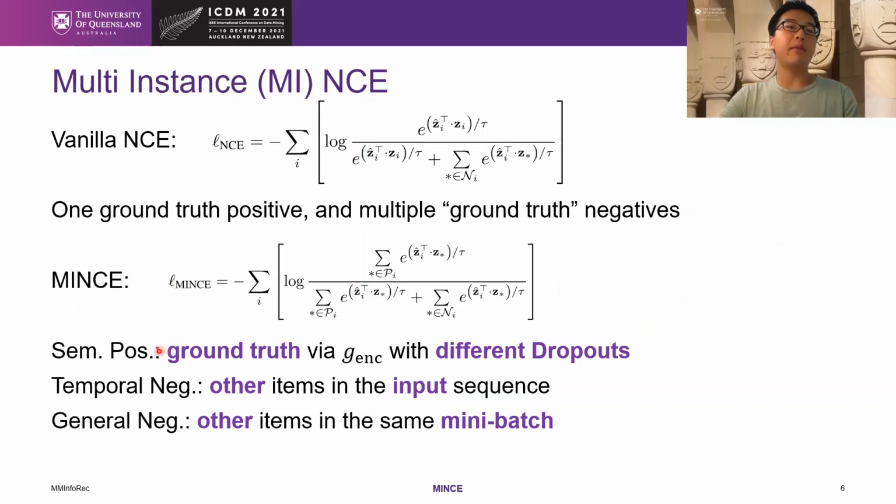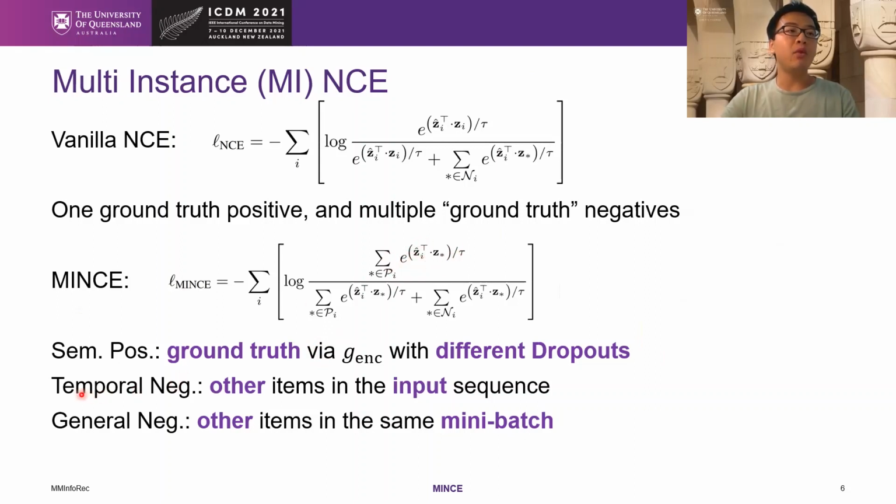So what kind of samples will we use? For example, in the positive samples, we propose to use a semantic positive. In the sequence prediction, there is a ground truth item. For example, if we are at time step t, the item at time step t+1 is the ground truth. So when we encode the ground truth at time step t+1, we use different dropout masks to calculate the encoding multiple times to generate the semantic positive samples in the numerator here.